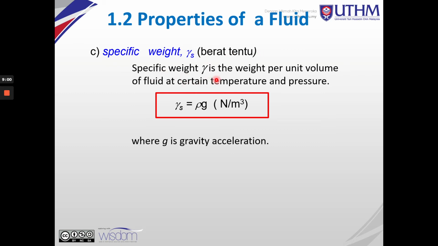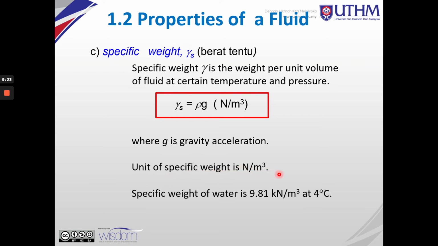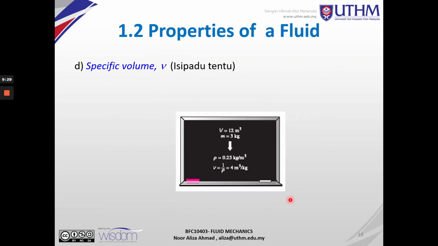So specific weight is the weight per unit volume of fluid at certain temperature and pressure. So we use this equation. Specific weight is equal to density times G, in units Newton per meter cube, where G is gravity acceleration. The unit of specific weight is Newton per meter cube. So the specific weight of water is 9.81.